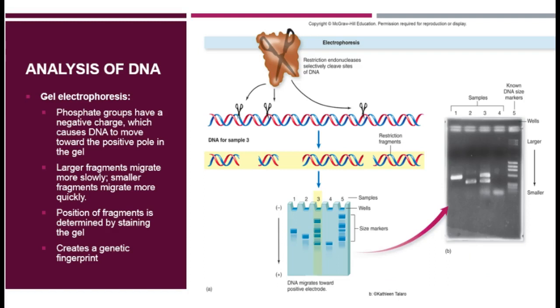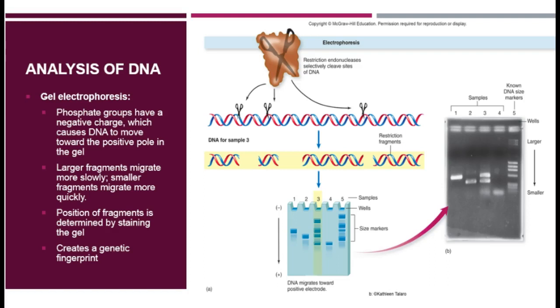We have also developed technology using restriction enzymes and some other tools to analyze DNA to help us determine things like size and particular genes. Gel electrophoresis is one tool that has been developed that we use to analyze DNA, and we use restriction enzymes in this process to cut the DNA into multiple fragments, and then the fragments are added to a gel.